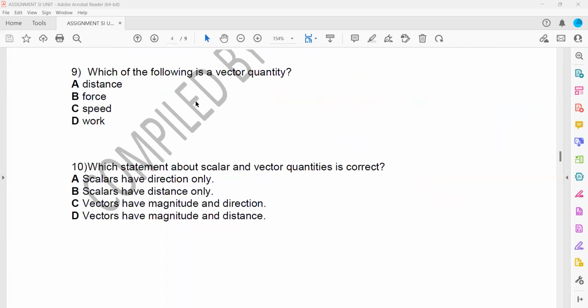In question 9, you have to identify which of the following is a vector quantity. Distance is a scalar quantity, force is a vector, speed is a scalar, work is also scalar. So B is the right answer. Then, which statement about scalar and vector quantity is correct? Scalars have direction only, that's wrong. Scalars have distance only, that's also wrong. Vectors have magnitude and direction, this is the right statement. Vectors have magnitude and distance, that does not make sense. So vectors have magnitude as well as direction, but scalars have magnitude but no direction.